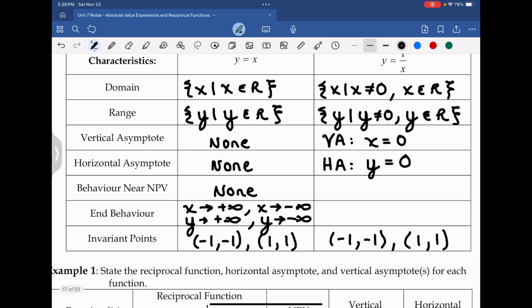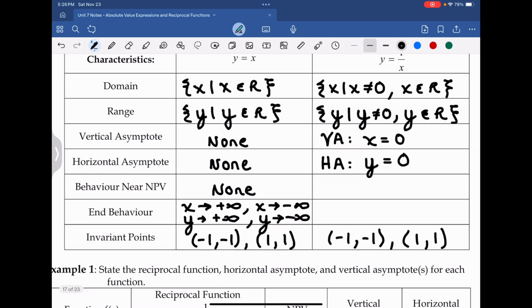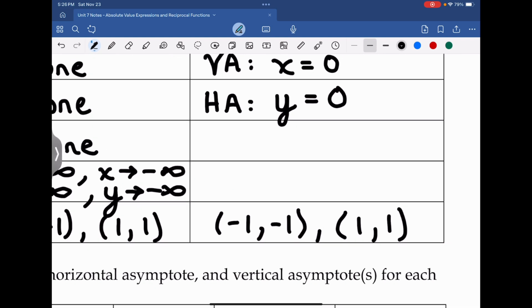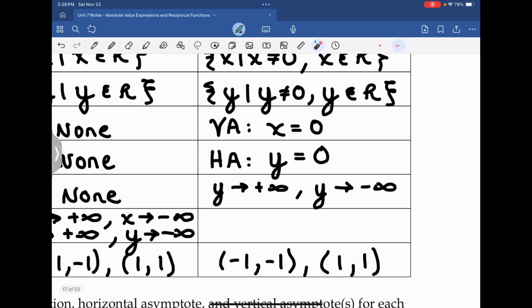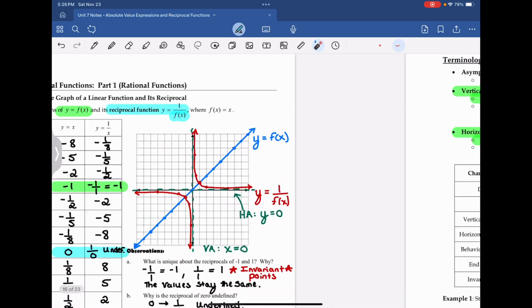Now, what is the end behavior near the non-permissible value? Remember that the non-permissible value is our vertical asymptote. And what was the end behavior? It was when y tended to infinity and y tended to negative infinity. So we're going to say our output tended to either positive infinity or our output tended towards negative infinity. Those were the two possibilities. The other possibilities are defined on the other spots, but when we're specifically talking about the end behavior near the non-permissible value, or where x equals 0, it tended to go to either positive infinity or negative infinity.